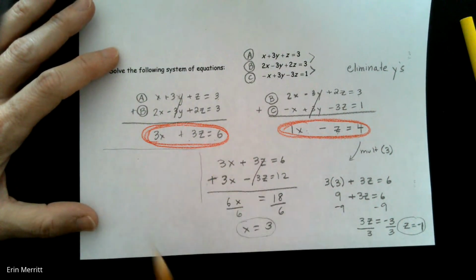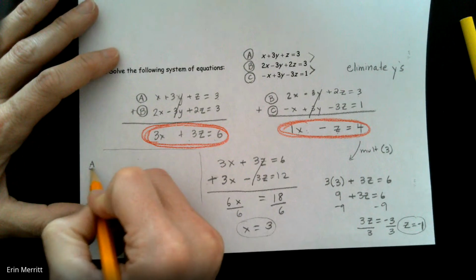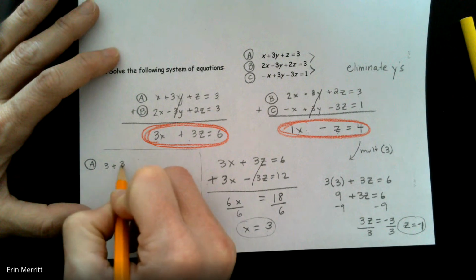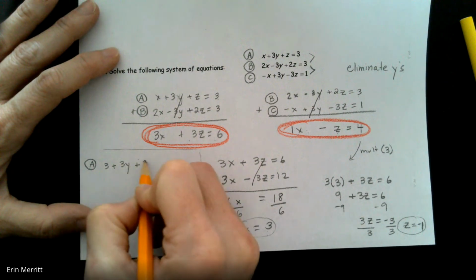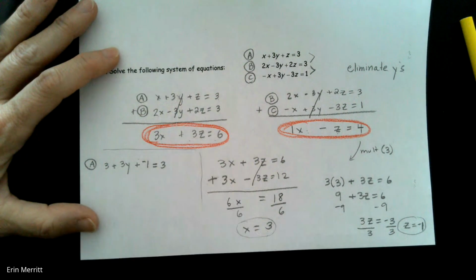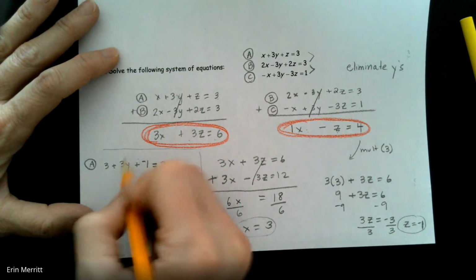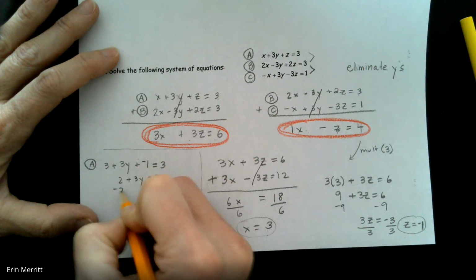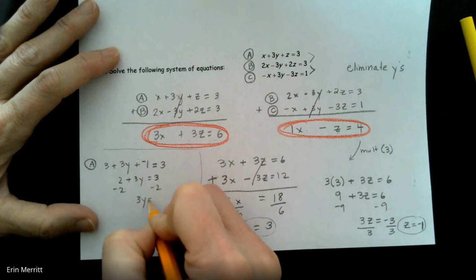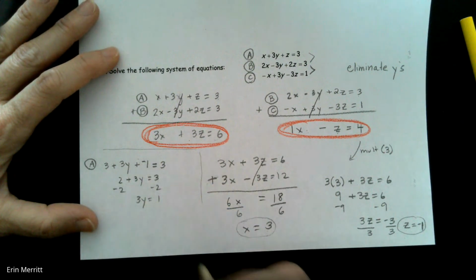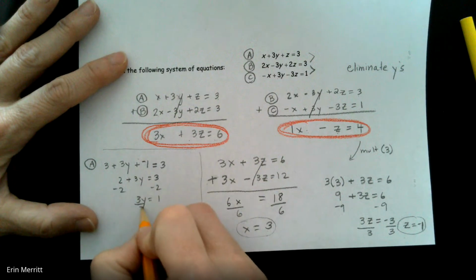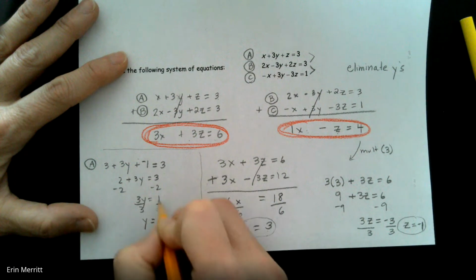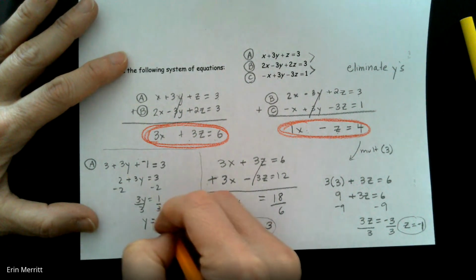Last thing, plug back into one of the originals. I only have space left over here, so I'm going to plug back into the first equation. So into A, I've got my x value. I don't know y. I do know z. I now start cleaning it up. So 3 minus 1 would be 2. Subtract 2. And then divide by 3 here. All right, now I have a fraction, but 1/3.